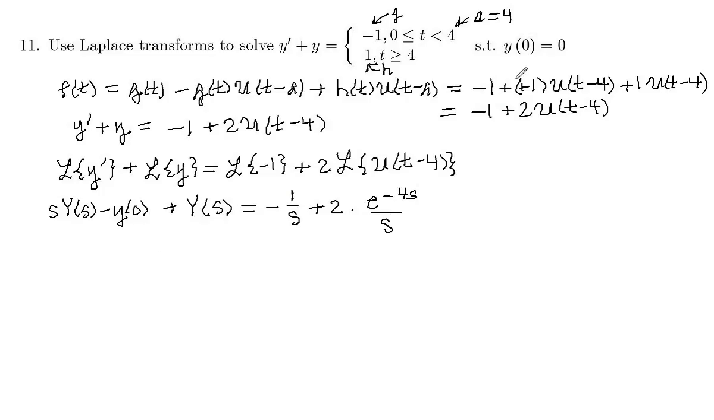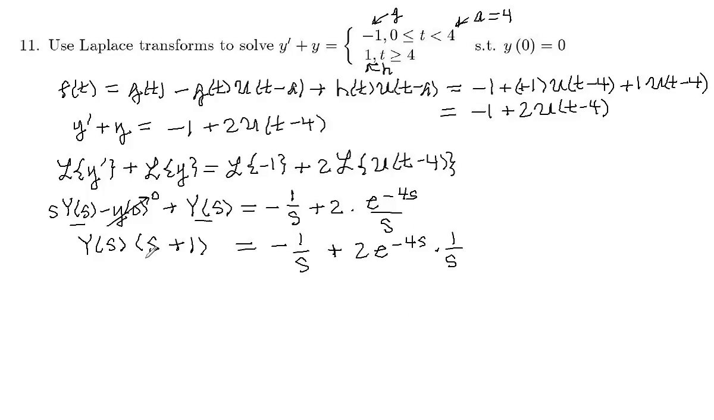And so let's see here, y of 0 is equal to 0, so this term zeroes out. Cap Y of s is a common factor on the left-hand side. Let's factor that out in front. What's left here is an s, and what's left here is a plus 1. And on the right side, we've still got our -1 over s, and then plus 2. Let's take our e to the minus 4s out in front, so 2e to the minus 4s times 1 over s.